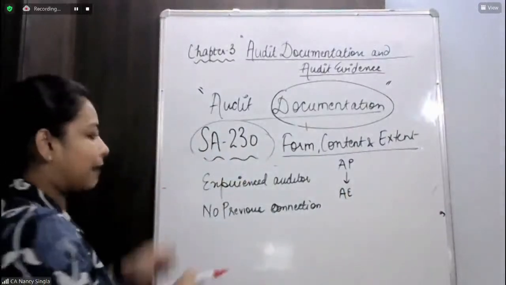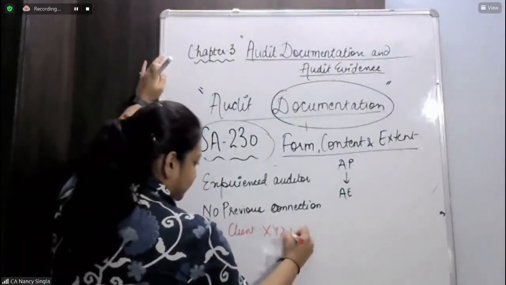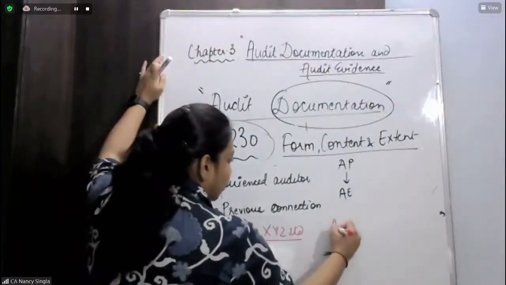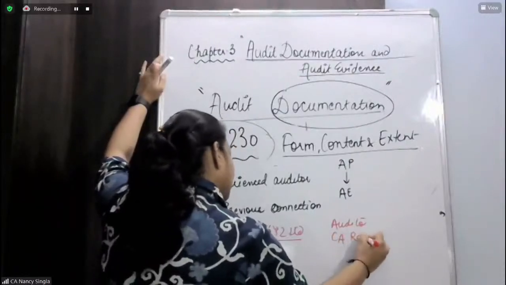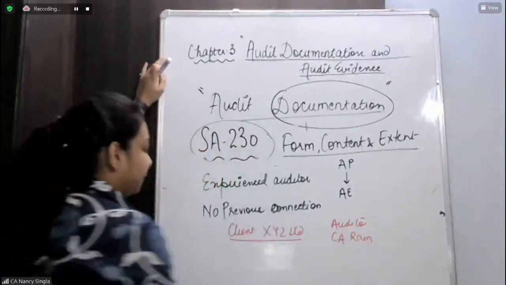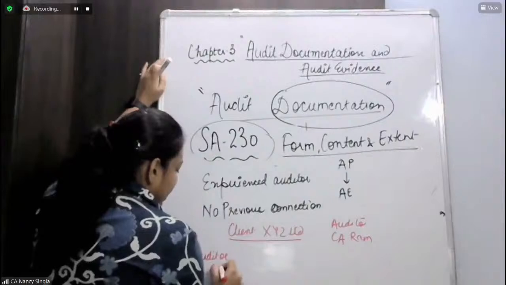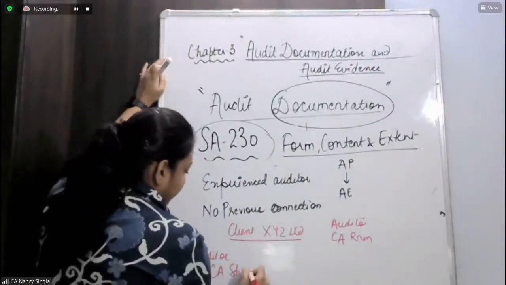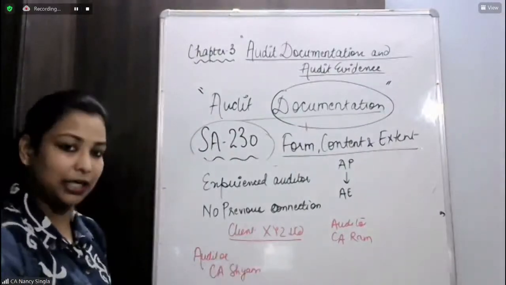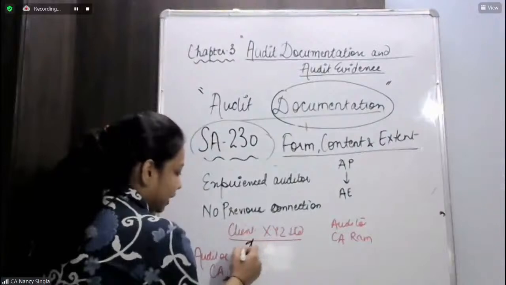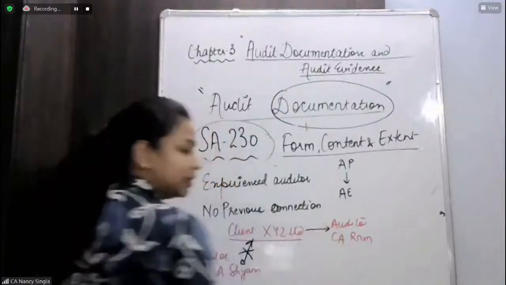Let me just explain this to you with the help of an example, then it will be more clear. For example, client is XYZ Limited and the auditor is CA Ram, and his team. And another auditor is there, CA Sham. He is not the auditor of XYZ Limited. He is not having any connection with XYZ Limited, and CA Ram is the auditor of XYZ Limited.